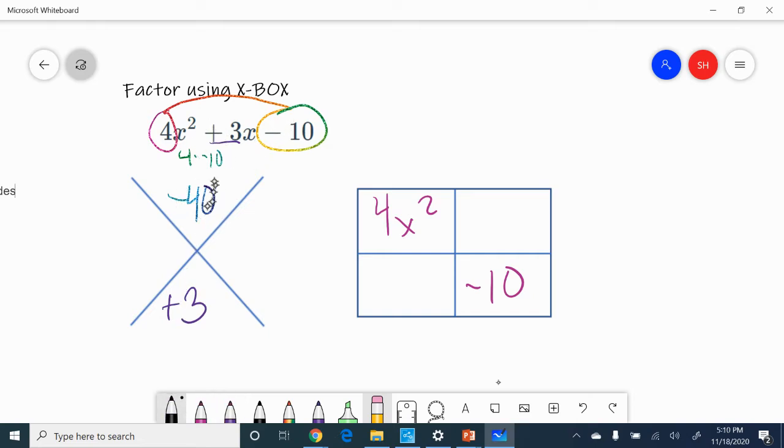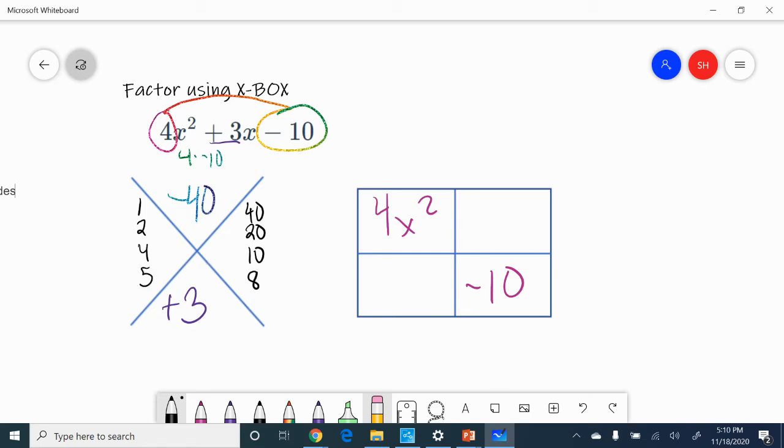And now we're going to write down all of our factors of 40 on the sides. So we want what multiplies to 40, but adds or subtracts to 3. Since this is a negative 40, we know it's going to subtract to 3. So we're going to do 1 and 40, 2 and 20, 4 and 10, and the last one is 5 and 8.